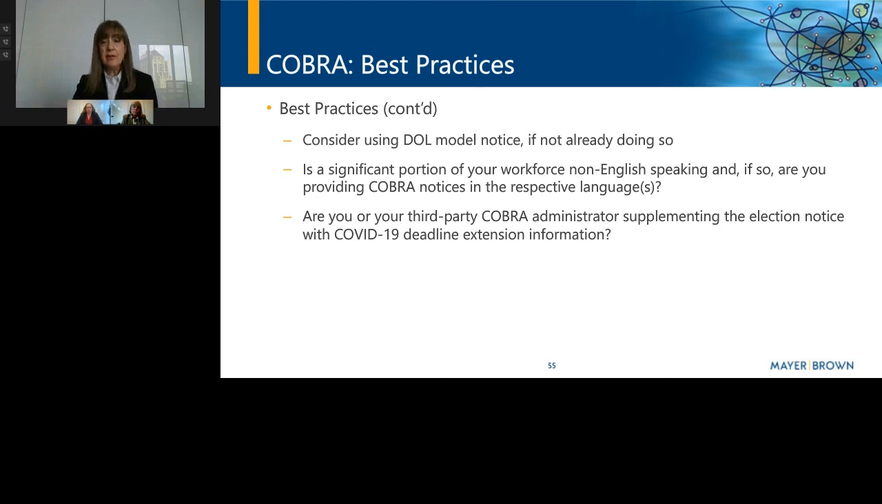You should consider having a non-English and non-Spanish language notice, a set of notices for your individuals who are not Spanish speaking or English speaking, but they primarily speak another foreign language.